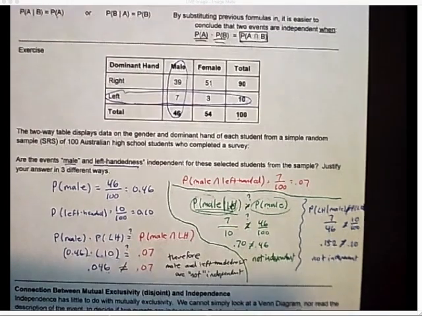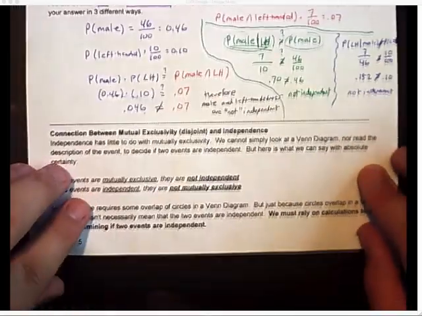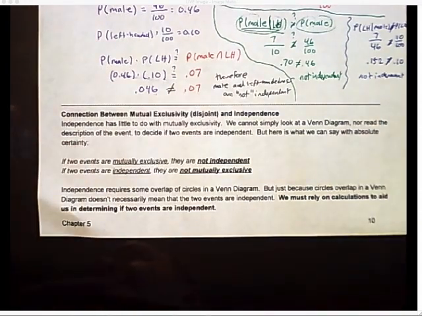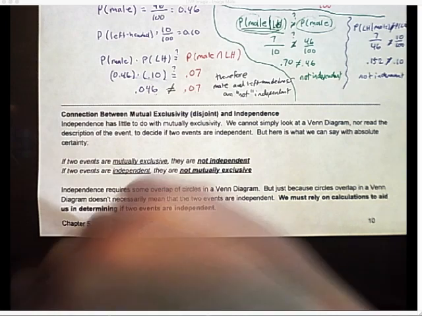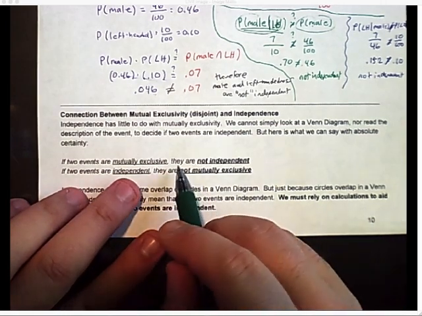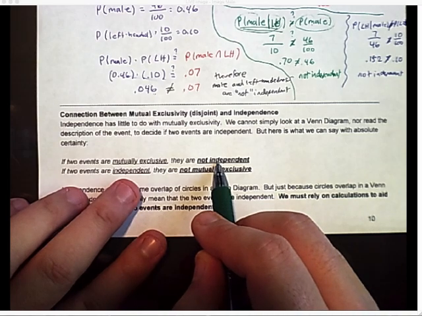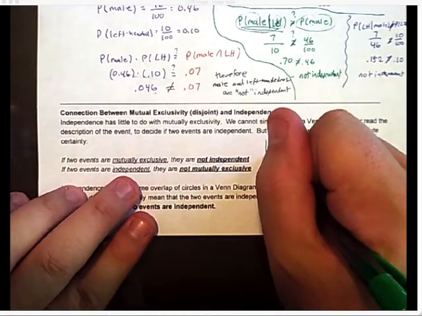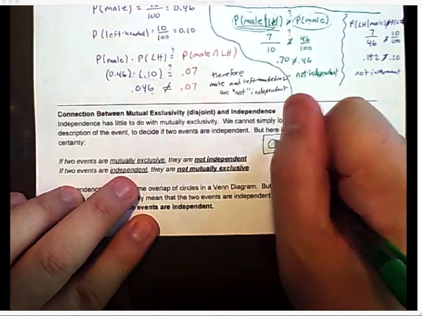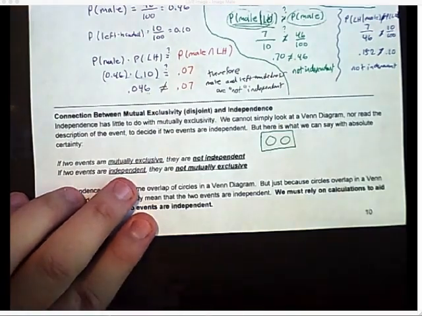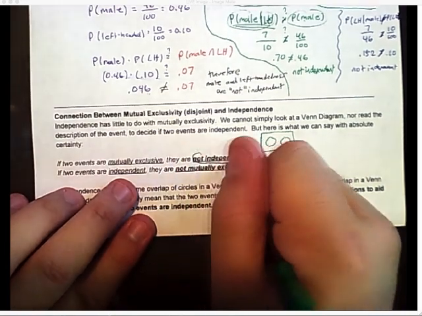And on the last page here, a little note about mutually exclusive and independence. It says we cannot simply look at a Venn diagram nor read the description of the event to decide if 2 events are independent. But here's what we can say with absolute certainty. If 2 events are mutually exclusive, they are not independent. So if I have a Venn diagram and there's no intersection between them, I know right away that they're not independent.